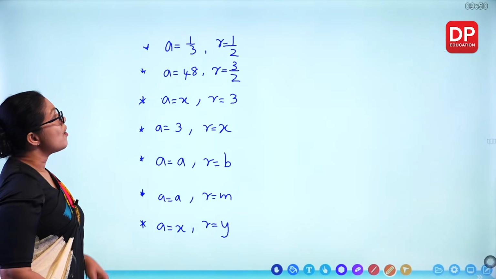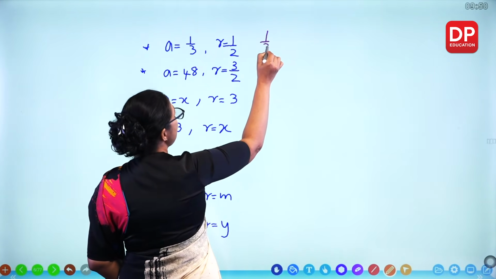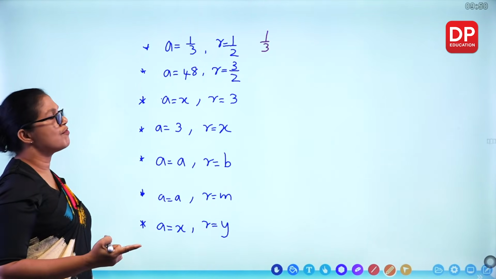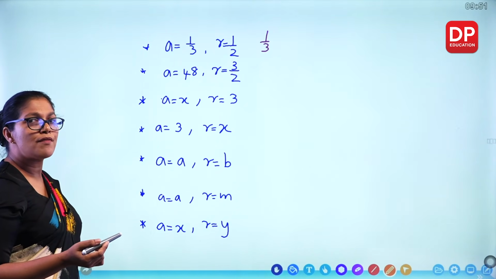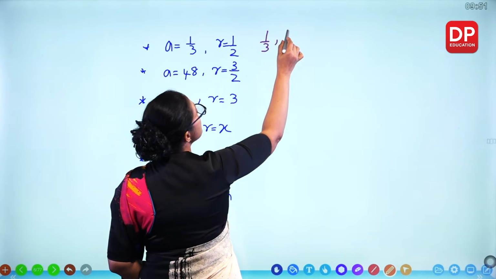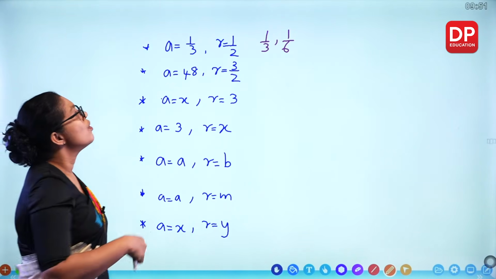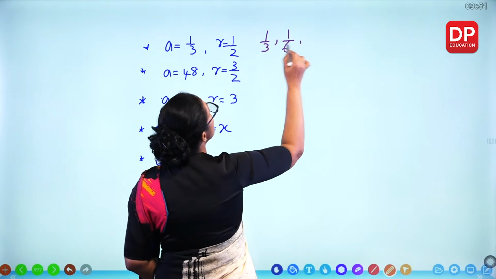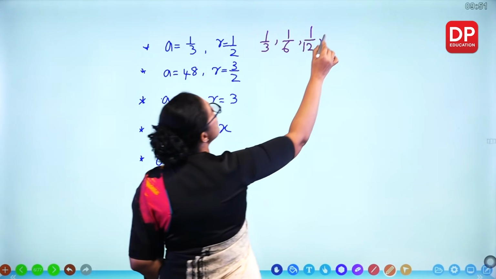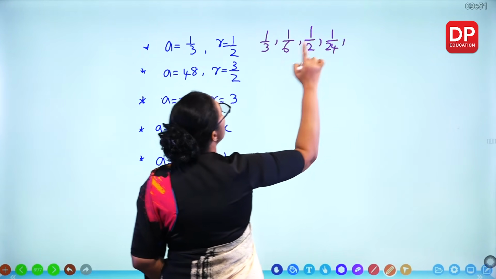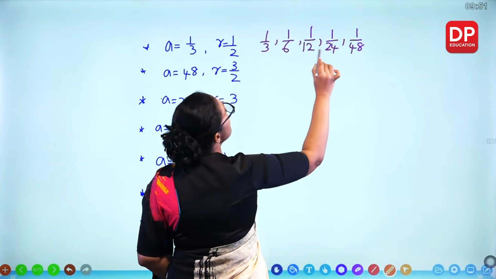Take these examples. Now you get fractions. Starting from 1/3, multiplied by half. 1/3 times half becomes 1/6. That means actually the denominator is multiplied by 2. 1/6 times 1/2, you get 1/12. 1/12 times half, 1/24. 1/24 times half, you get 1/48.